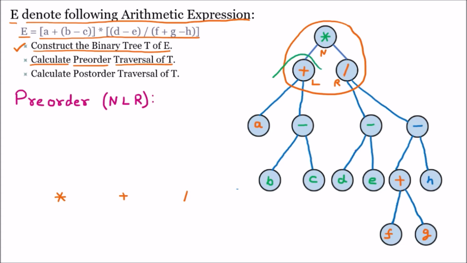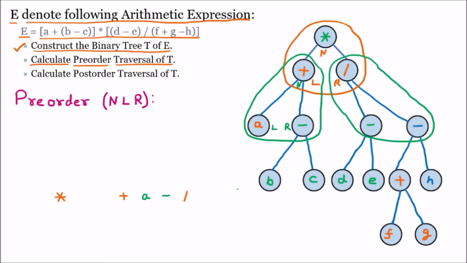Going to the left hand side, we have this subtree. Here we have the node, left, right. So talking about node left right, plus a minus: plus is already there, then afterward a and minus are added. Going to the right hand side, we go to the subtree. Here we have the node, then left and right. So slash minus minus: slash is already there, then afterward minus minus, two things are added.